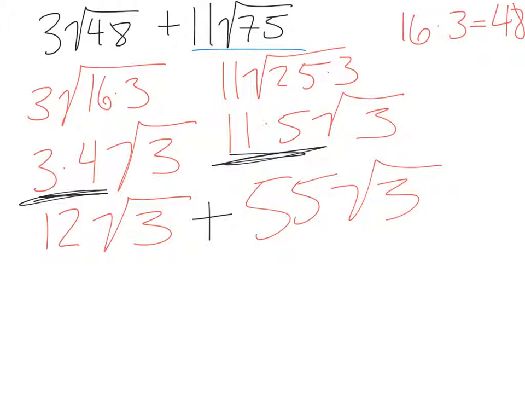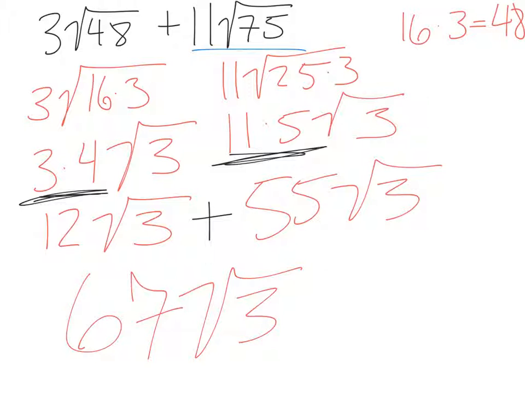Okay, now I can add my coefficients, and then I just keep the same square root that I had. I don't add the square root symbols. All I do is keep the same square root. So if it was square root of 3, I'll keep a square root of 3. So 12 plus 55 gives me 67. And then again, just keeping the square root of 3.